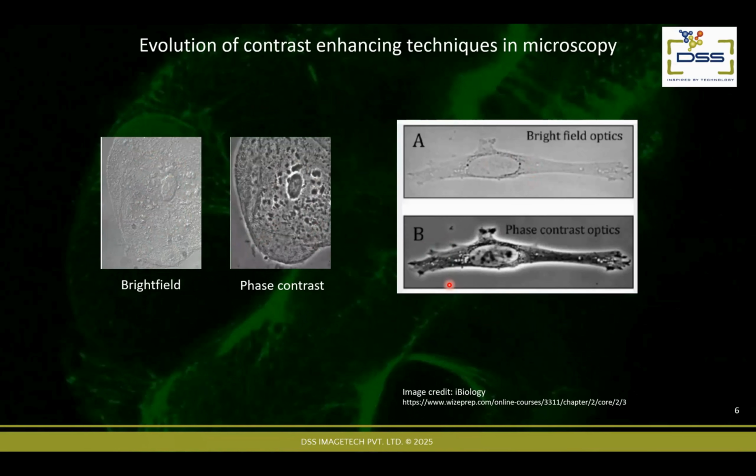The major disadvantage of these two techniques is that even though phase contrast is giving us slightly more information about the content inside the cell, it is essentially not telling us specific information. So for example, if I have to look at a specific protein inside a cell, or at a specific cell inside a tissue, that information we cannot gain from a phase contrast image.